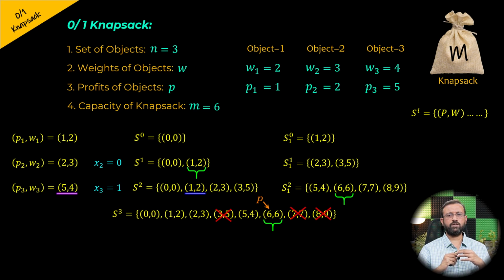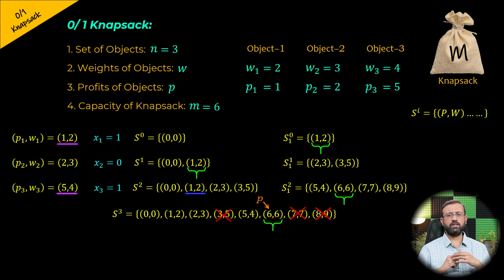and the solution X2 is 0. Then we need to trace back how we got the pair 1 comma 2 in set S1. We got the pair 1 comma 2 from set S01. Now the pair 1 comma 2 is in set S01 because of adding the pair P1W1, which is 1 comma 2, to set S0. That means the pair P1W1 representing object 1 is included. Therefore the solution X1 will be 1.